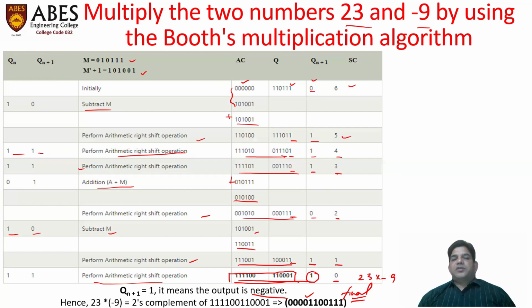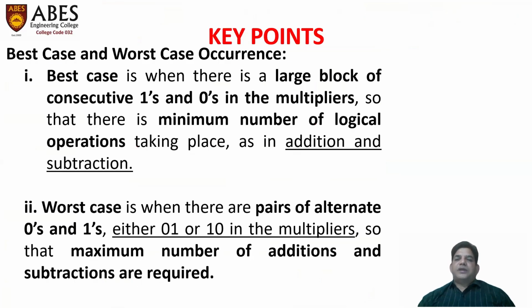If both numbers are positive, then there is no need for any conversion, and you get the final answer in the AC and Q. But if one of the two numbers is negative, then the final answer is in negative form. So we have to take the 2's complement of the AC and Q in order to get the final product. Now the key points we have to note down here.